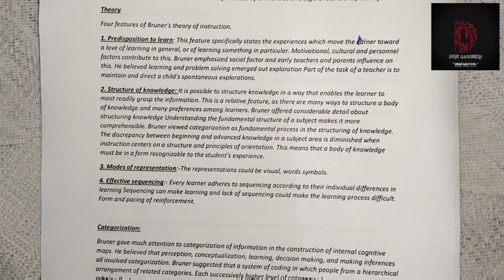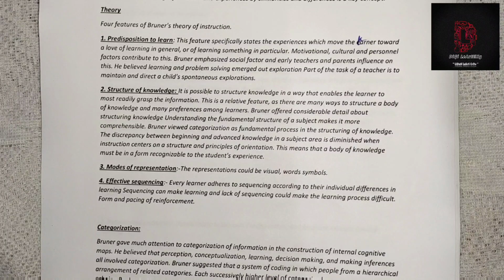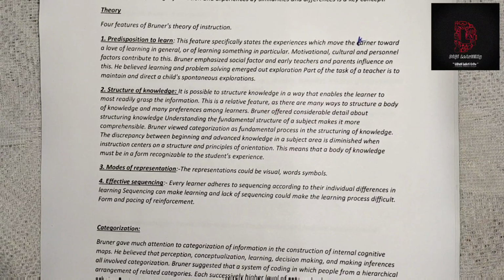Third point is the modes of representation. The representations could be visual, words, or symbols. Fourth point is effective sequencing. Every learner adheres to sequencing according to their individual differences in learning. Sequencing can make learning easier, and lack of sequencing could make the learning process difficult. Form and pacing of reinforcement.